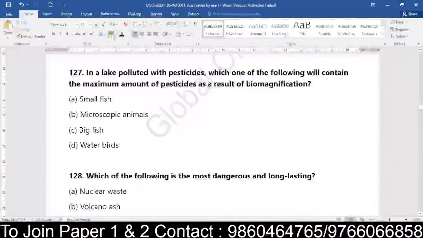127 is, in a lake polluted with pesticides, which of the following will contain the maximum amount of pesticides as a result of biomagnification? We are into question number 127. The options are small fish, microscopic animals, big fish, or water birds. Which of them is a result of biomagnification? All this we have done in our theory classes. Now it's high time for you, because your focus will be mainly on MCQs. Theory classes are on the channel, you can visit and revise once and come back to the MCQs.